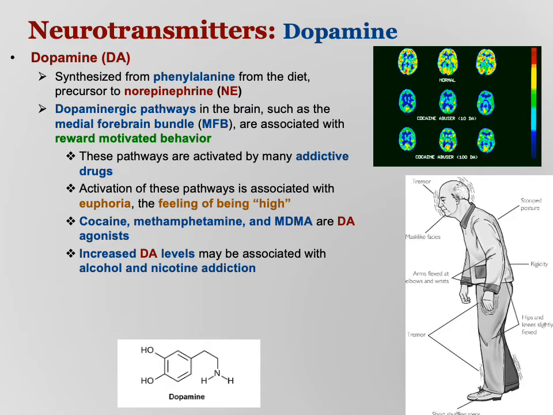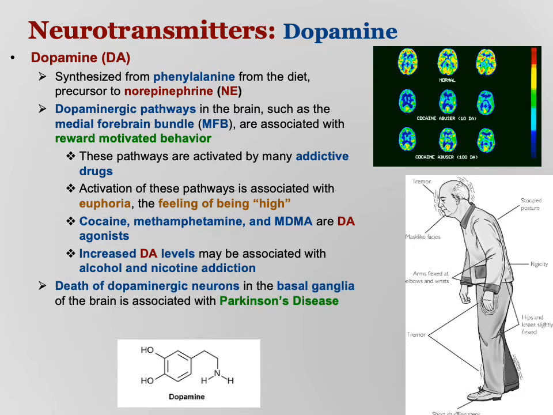So in other words, alcohol and nicotine from cigarettes, they don't affect dopamine directly, but they can affect that medial forebrain bundle, and so that increases then the dopaminergic pathways in the brain. Dopamine itself, therefore, is associated with all kinds of addiction, including heroin, alcohol, nicotine.